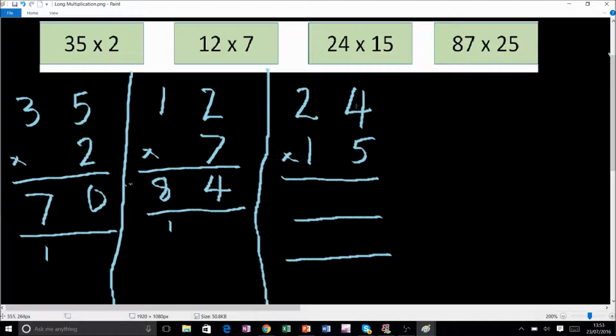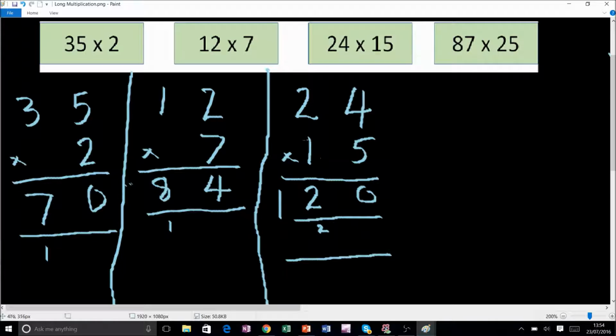So we're going to do 5 times 4. What does 5 times 4 give us? 5 times 4 gives us 20. So we put our units here and we carry over our tens, which is 2 here. Okay, now we do 5 times 2 gives us 10. Then 10 plus the 2 here gives us 12.